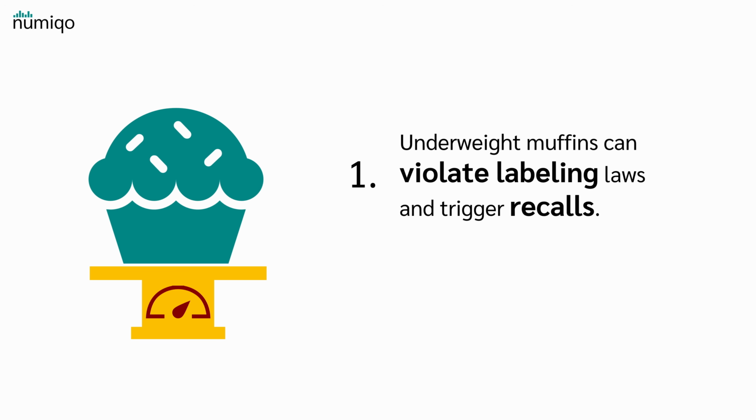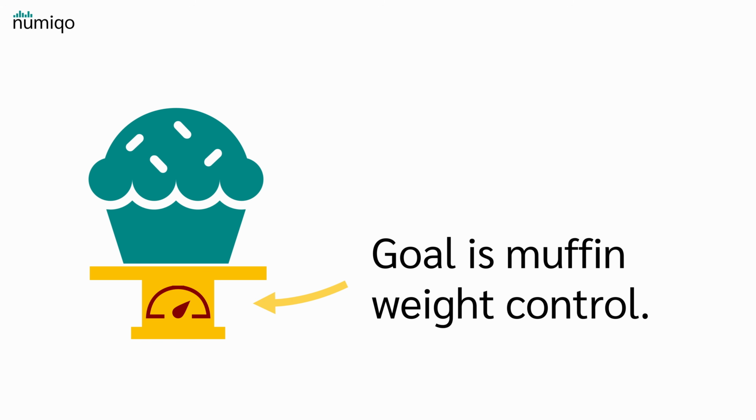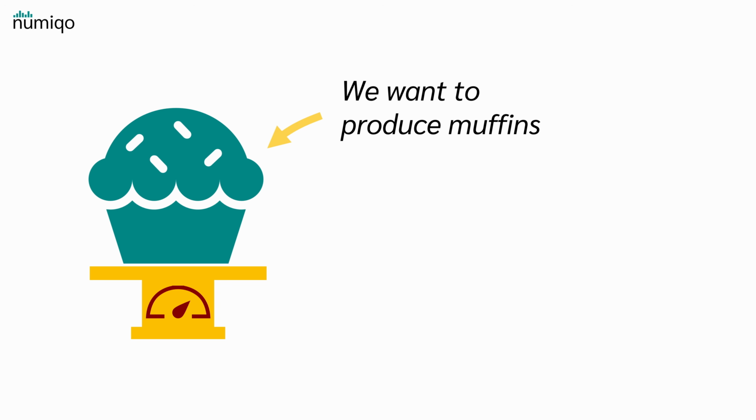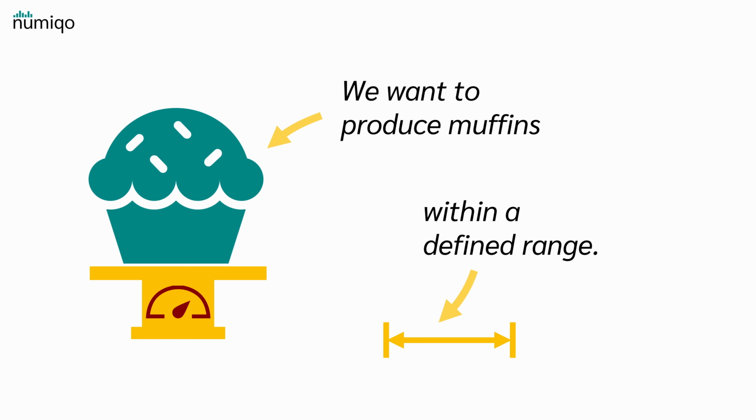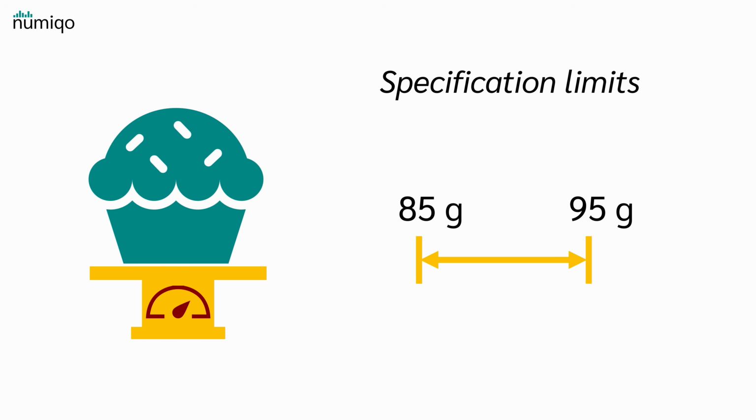Underweight muffins can violate labeling laws and trigger recalls. Overweight muffins waste ingredients. So our goal is muffin weight control. We want to produce muffins within a defined range. For example, a muffin should weigh a minimum of 85 grams and a maximum of 95 grams. These are our specification limits. 85 grams is the so-called lower specification limit, LSL, and 95 grams is our so-called upper specification limit, USL.